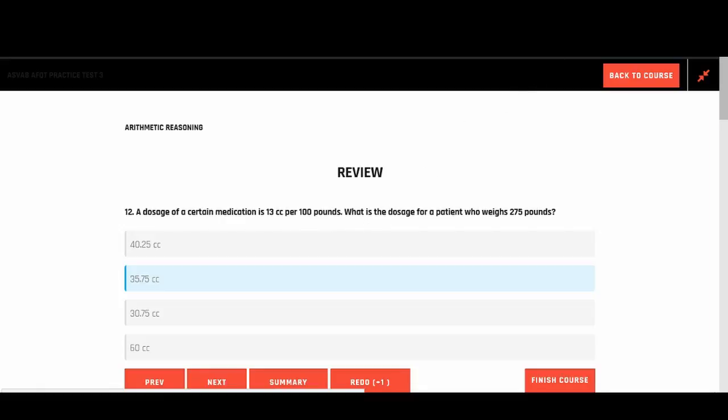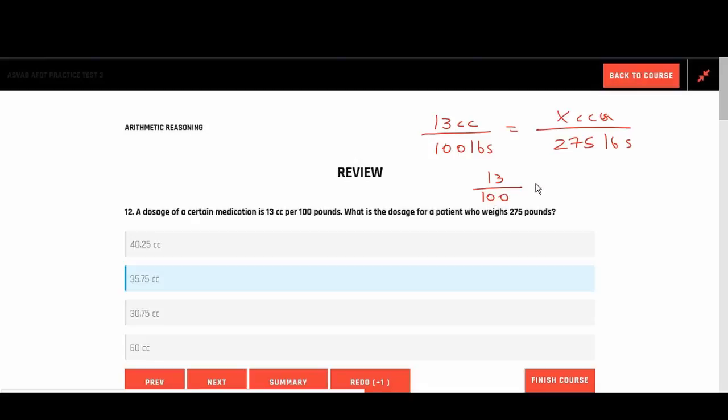Okay, number 12. A dosage of a certain medication is 13 cc's per 100 pounds. What is the dosage for a patient who weighs 275 pounds? So this is a proportion problem. We have 13 cc's per 100 pounds equals how many cc's per 275 pounds. As you can see, I put cc's on the top here, cc's on the top here, pounds here, and pounds here. Let's go ahead and get rid of those to solve this.